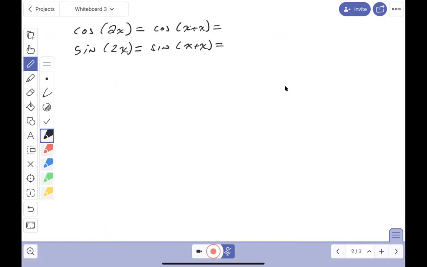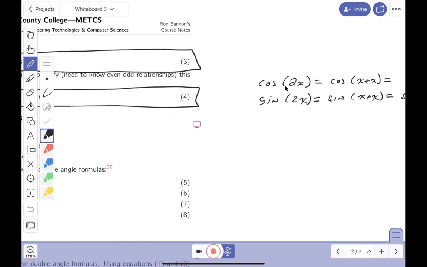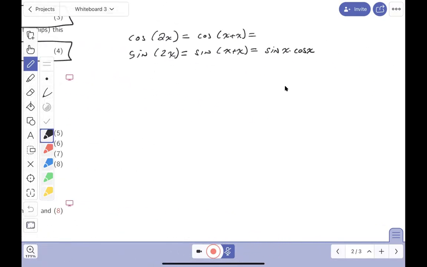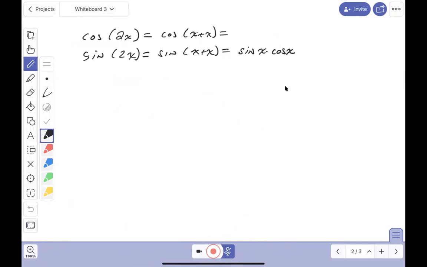What's it going to be? Sine x times cosine x. You may wonder what formula I'm using. I'm using formula number 3 now. I'm going to commute things around just to make it a little bit neater for me. And this will be plus sine x cosine x. So I'm going to claim the sine of 2x is the same thing as 2 sine x cosine x.